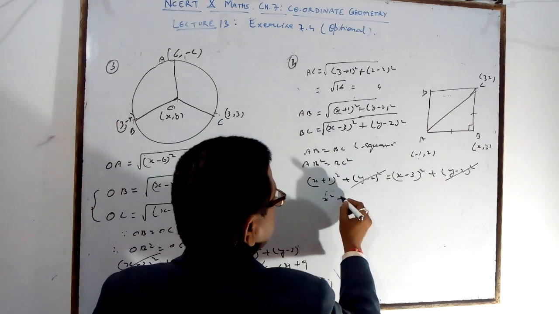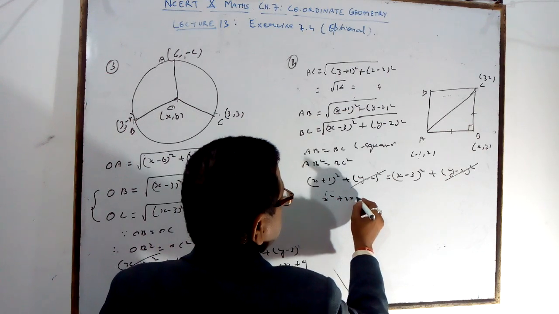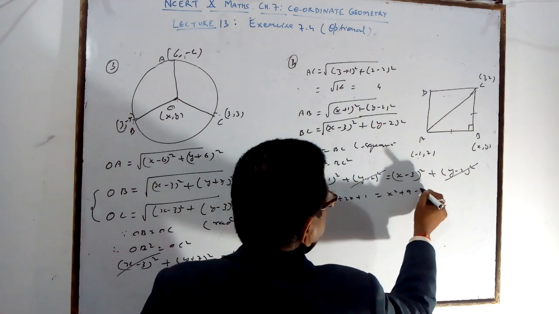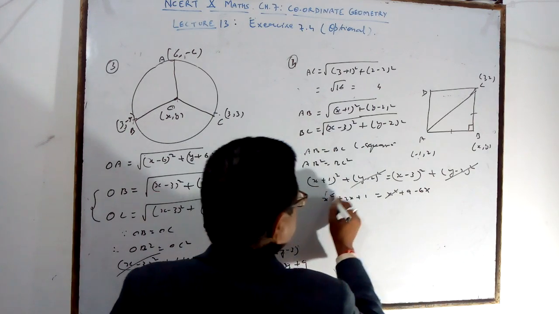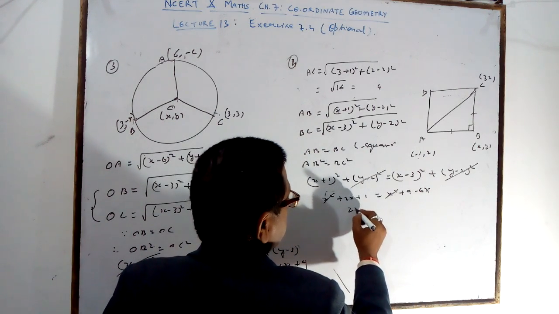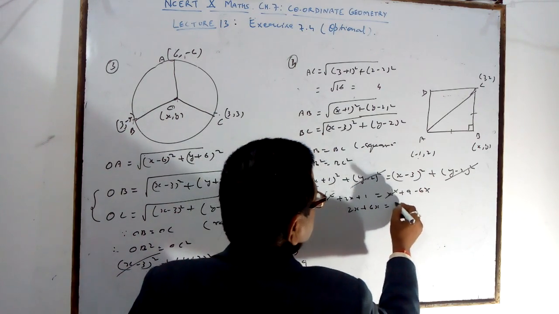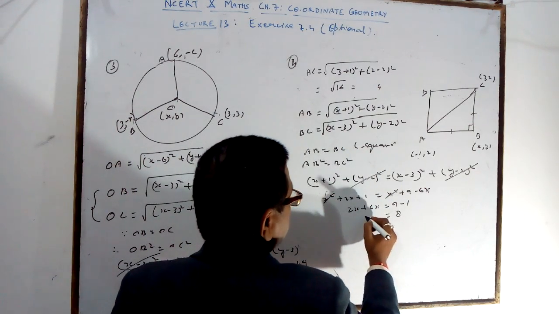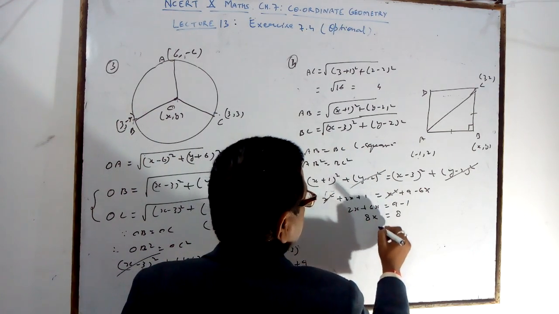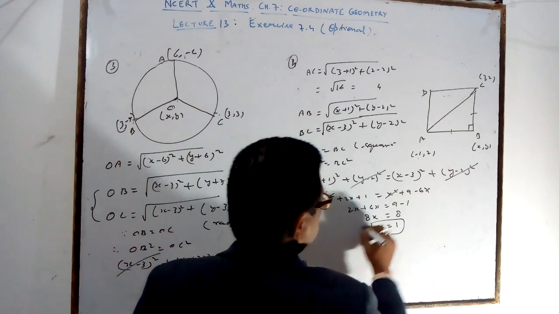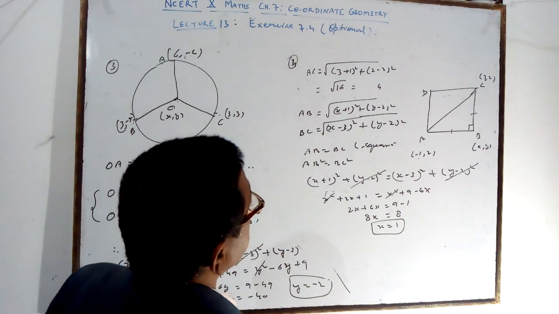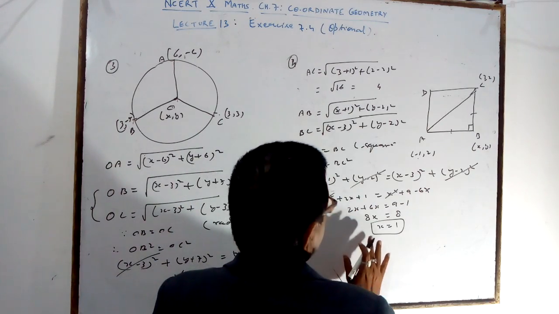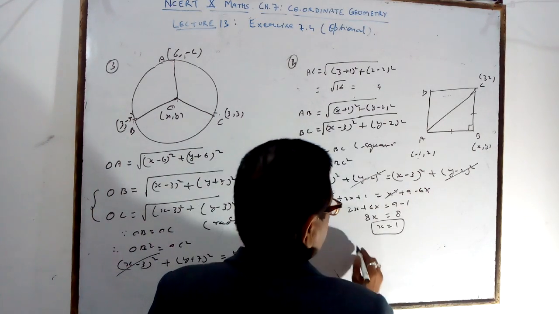x square plus 2x plus 1 is equal to x square plus 9 minus 6x. x square cancels. 2x plus 6x is equal to 9 minus 1, that is 8. So 8x is equal to 8, then x is equal to 1. You are getting x equal to 1, and AC you are getting. Now apply Pythagoras, x is 1.